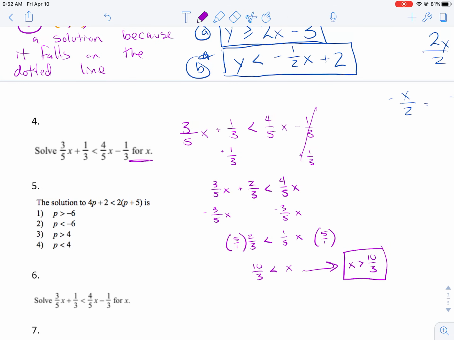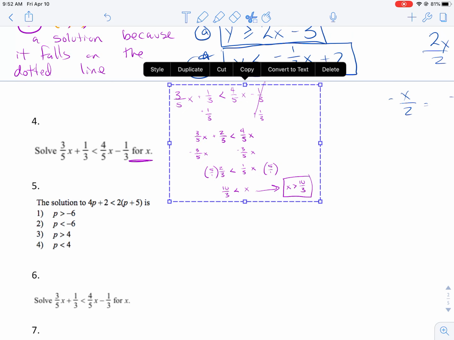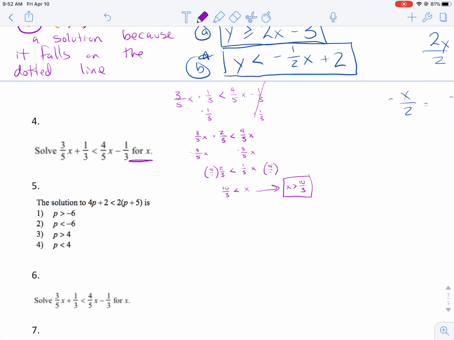And that's how you want to read the solution here, guys. Because that means a lot more to what we're looking at up here. What solutions do we have for x? Any x that is greater than 10 thirds will give you a true statement for number 4. So that's what we're looking for when we're solving for x. We're looking for what value we can put in for x to keep this inequality true.